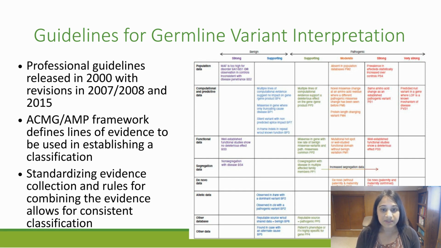The guidelines have subsequently undergone revisions, with the most recent revision being a joint effort between the ACMG and the Association of Molecular Pathology in 2015. You are all probably familiar with this image from the 2015 guidelines, which summarizes the different types of evidence that should be researched to aid in classification. They also provide rules for how those pieces of evidence can be combined into a classification, namely benign, likely benign, variant of uncertain significance, likely pathogenic, or pathogenic.